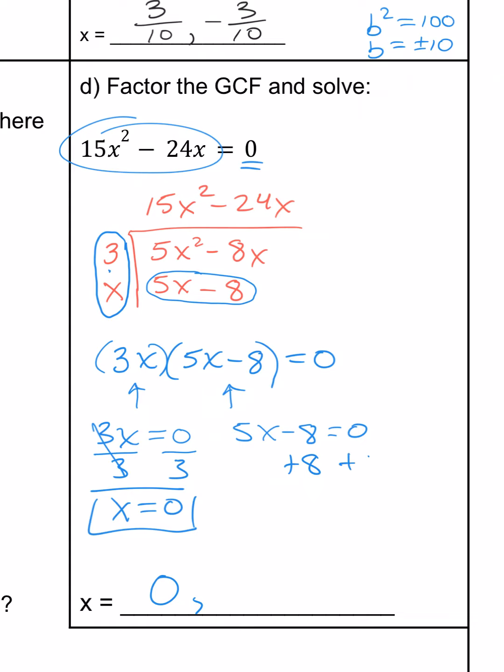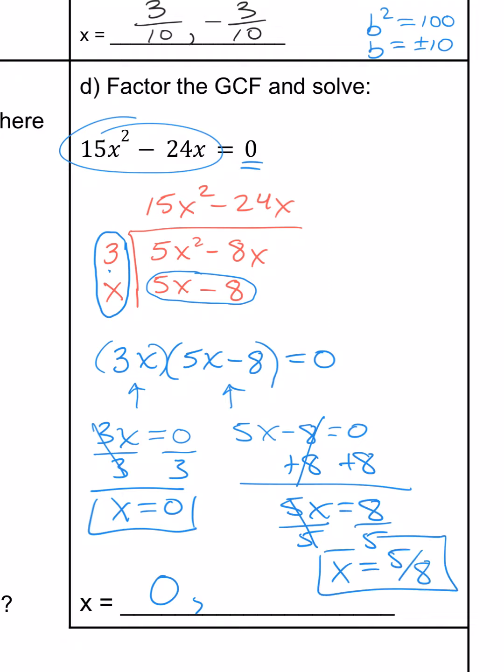The next solution looks like it's not a whole number. It's not an integer. An integer is a whole number. Let's divide by 5. Our second solution is 5 over 8. And there are our two solutions.